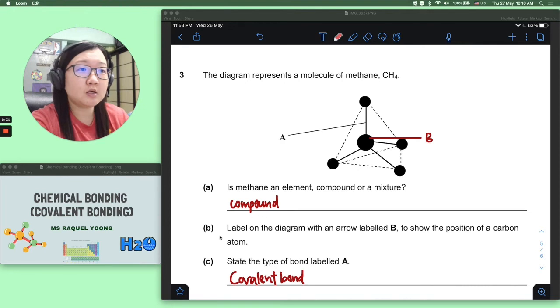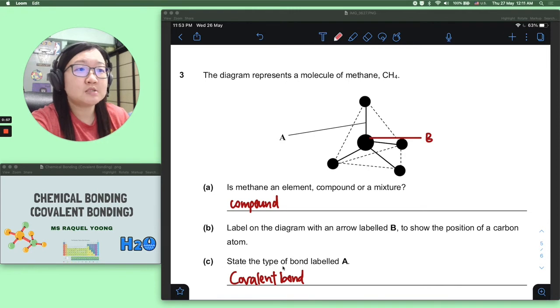Okay. Part B, label on the diagram with an arrow labeled B to show the position of a carbon atom. So here the chemical formula of CH4, clearly there's only one atom of carbon and four atoms of hydrogen. So just based on the size of the circles, you will be able to tell that this that I'm labeling here with a B and an arrow is carbon.